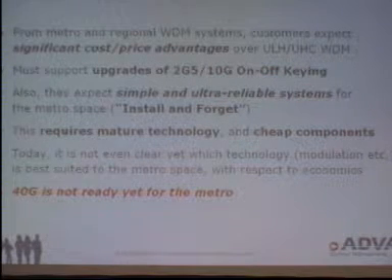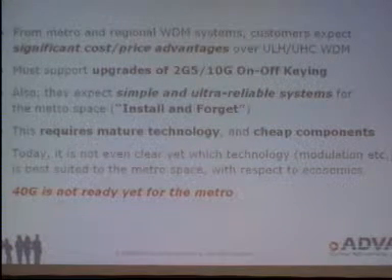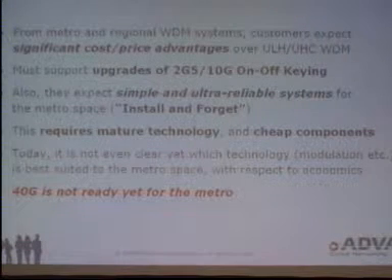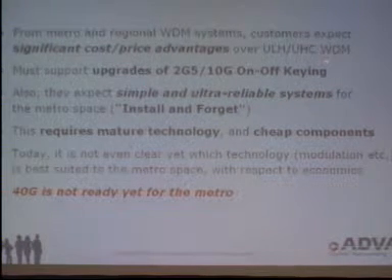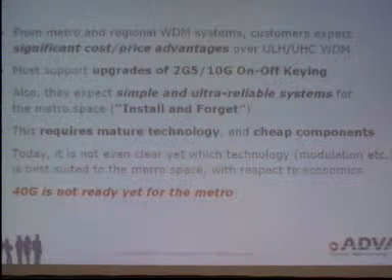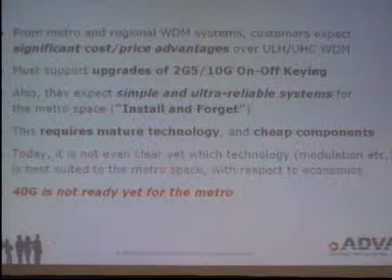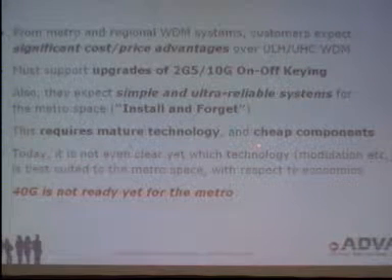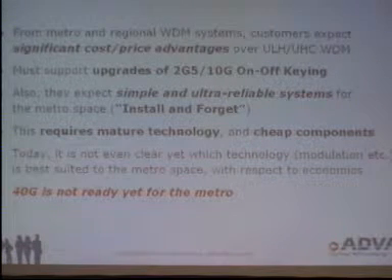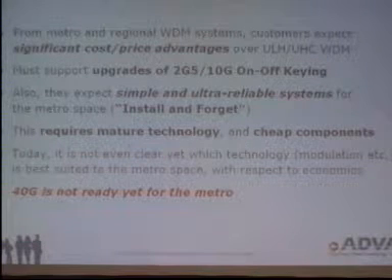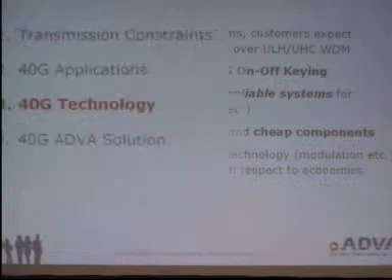So we are talking in the context of 40 gig, not a greenfield installation, a new system for 40 gig, but upgrading an existing system which already supports 2.5 gig on-off keying and 10 gig on-off keying. This will decrease the candidates in terms of modulation, etc. All of this requires very mature technology, cheap components, etc. Whereas on the other hand, today it's not even clear which modulation technology will be chosen, etc. So my conclusion is 40 gig is not ready for Metro, and nonetheless we are offering it in a couple of months.